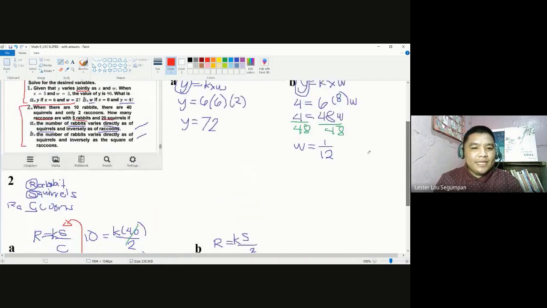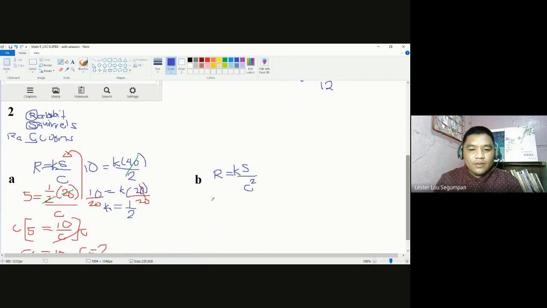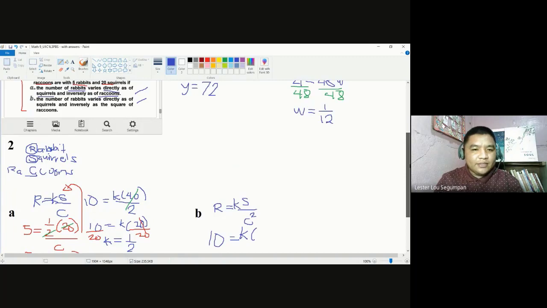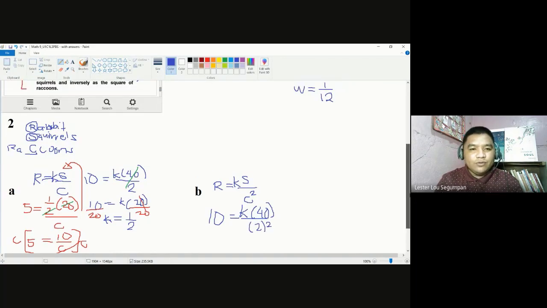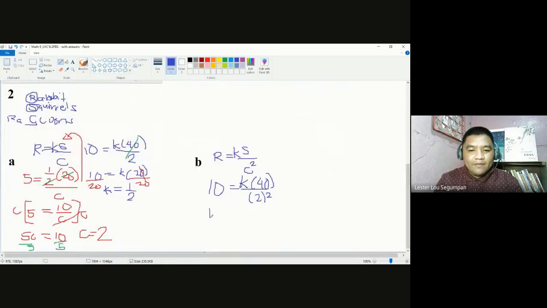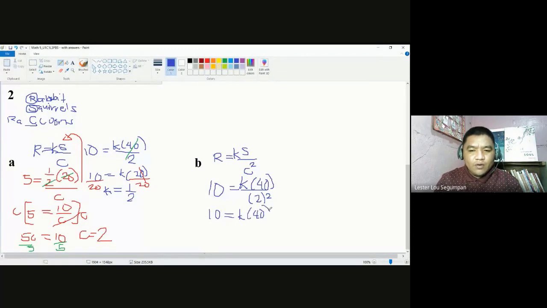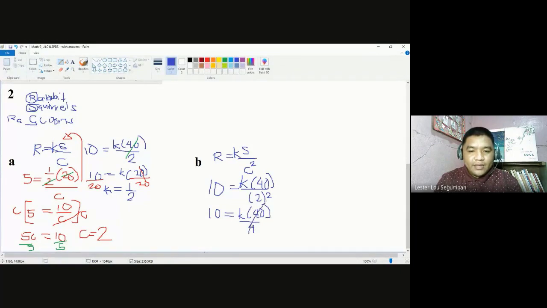As for letter B, same situation: 10 rabbits, 40 squirrels, 2 raccoons. So you have 10 rabbits, K, your S is 40 squirrels. The only difference here is at the denominator, we are going to square the number of raccoons, 2 raccoons. Solve for K. You have 10 is equal to K times 40 over 4. That's 2 squared. That's already 10. So 10 is equal to K times 10. Divide both sides by 10. You will get K, which is equal to 1. Again, this happened because the denominator is 2 squared. Definitely, when you look at the two values for K, you have 1/2 for A, but 1 for letter B. They are not the same anymore because they are under different forms of the combined variation.